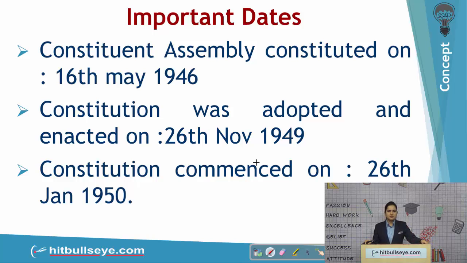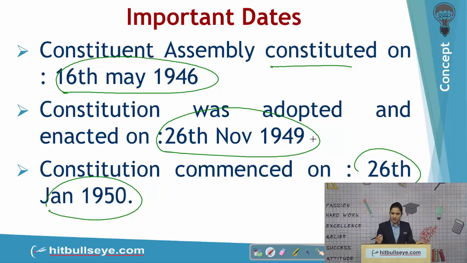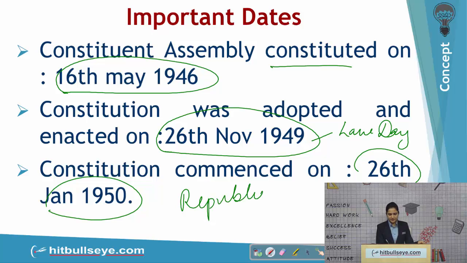Now, there are certain important dates that one must remember as far as the constitution is concerned. The Constituent Assembly, which drafted our constitution, the most important legal document, was constituted on the 16th of May 1946. Then the constitution was adopted and enacted on 26 November 1949, and it was finally commenced on 26 January 1950. 26 November every year is celebrated as Law Day in our country, and 26 January is, of course, as we all know, celebrated as Republic Day.